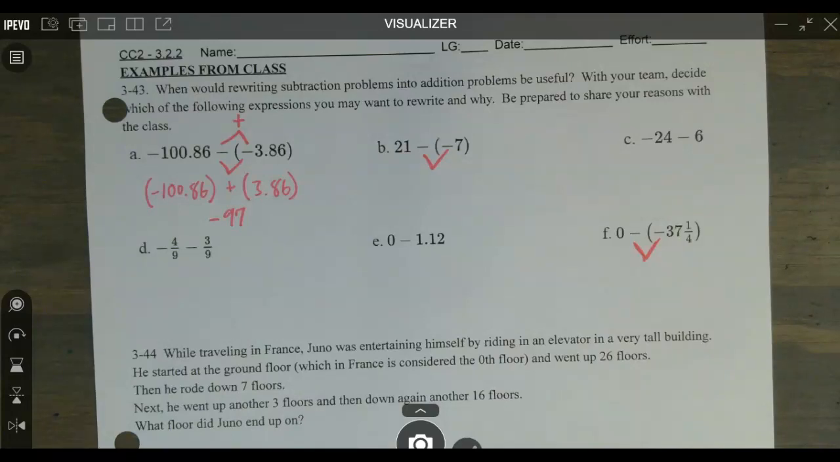Would F just be minus? Wouldn't it just be the same? Miss Rod, wouldn't F just be minus 37? We don't need a plus.